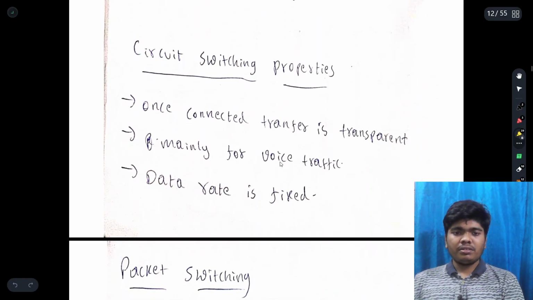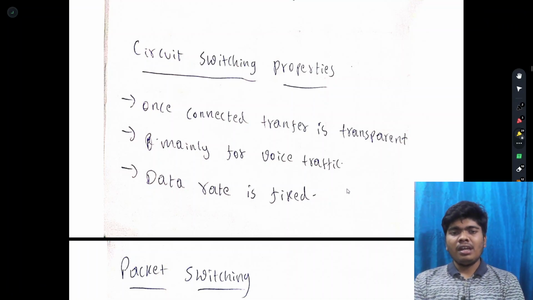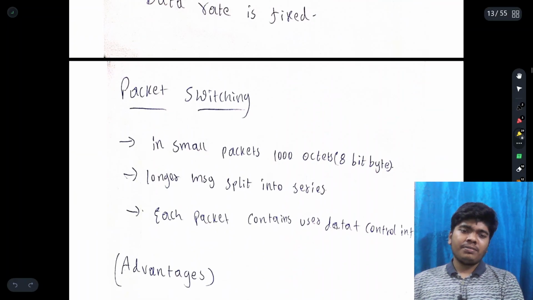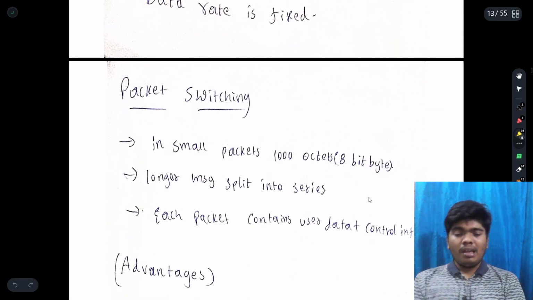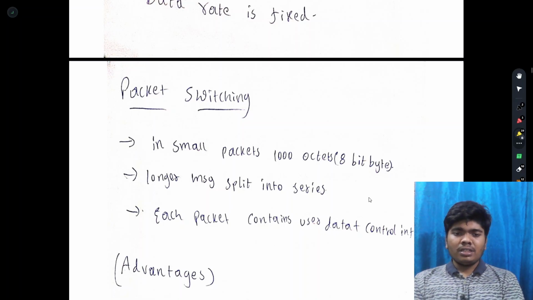So circuit switching properties. Once connected, the transfer is transparent, mainly for voice traffic. Data rate is fixed. So circuit switching properties means the transfer of the data is completely transparent. Now packet switching: in small packets, each packet can contain at most an 8-bit byte. So a longer message will be split into a series of packets and they will transfer the data.